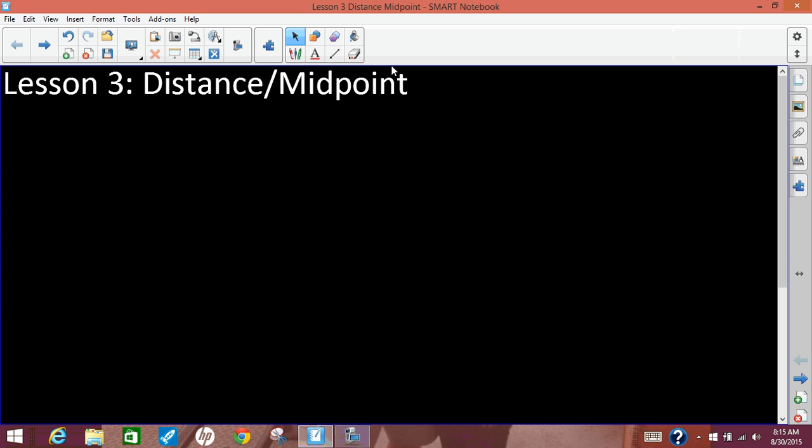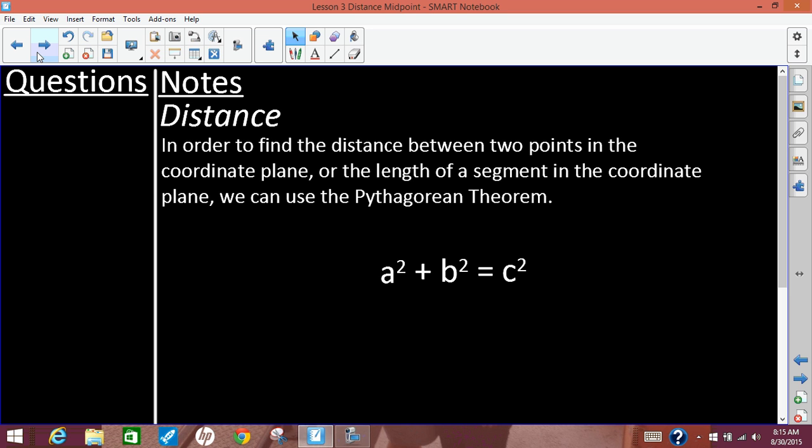Hey everybody, today we're going to talk about segments in the coordinate plane. Remember that's where we have an x and y axis, and we're going to talk about how to find the distance between 2 points, also the length of a segment, and then how to find the midpoint of the segment. So we're going to be looking for coordinates here.